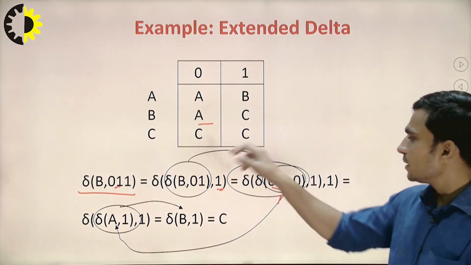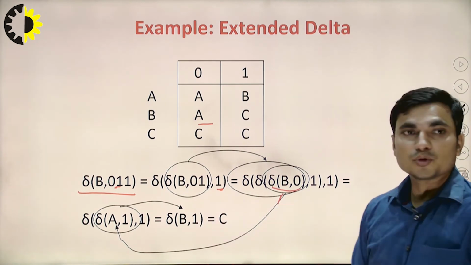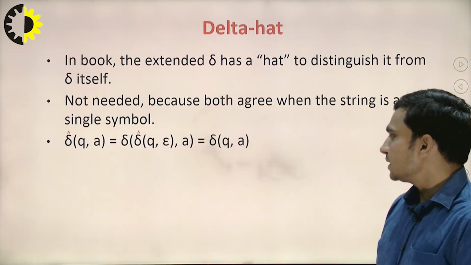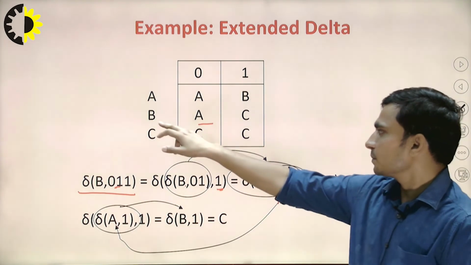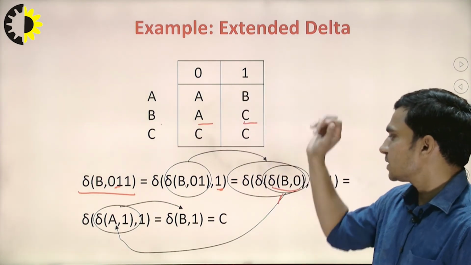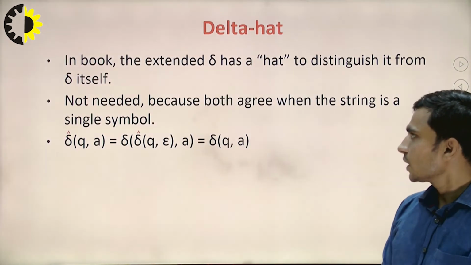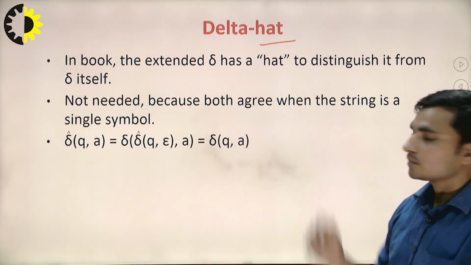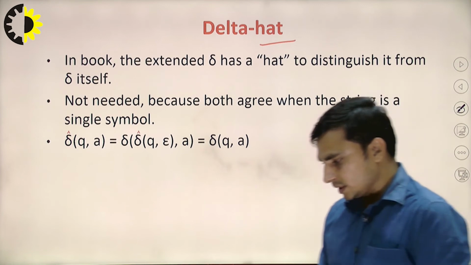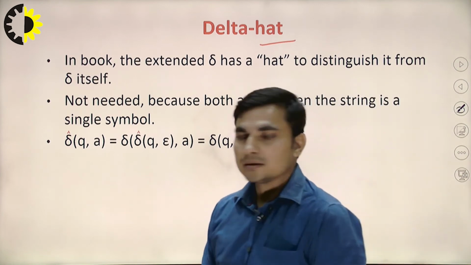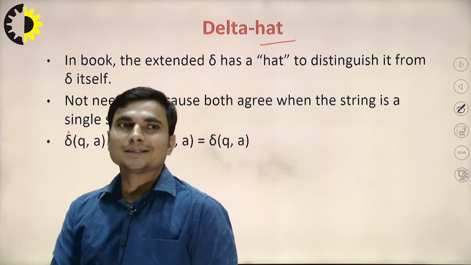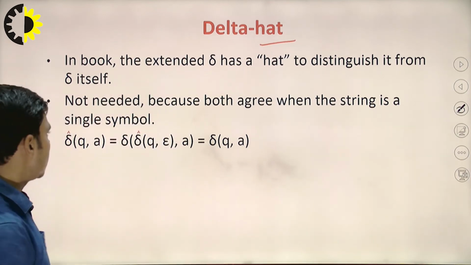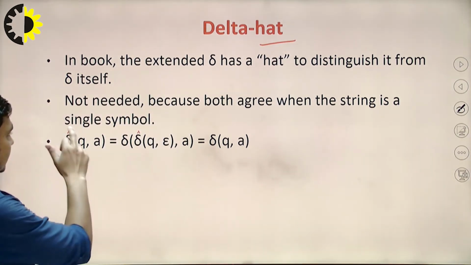And now at B, if we are reading input 1, what will be the next state? That is C. So at B we are reading 1, then the next state is C. Now there is a representation, delta hat. In certain books or references, you will find that we represent the extension of delta, or the extension of the transition function, by putting a hat on this delta.